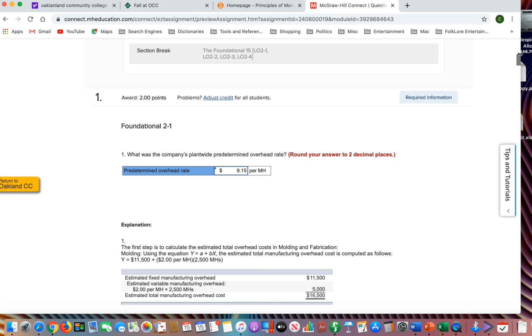Let's go to problem 10. How much manufacturing overhead was applied to the job in the molding department for jobs P and Q? Well, we know that the predetermined overhead rate for molding is $6.60. So you just multiply that by the number of machine hours.